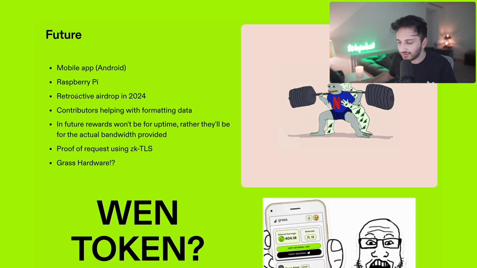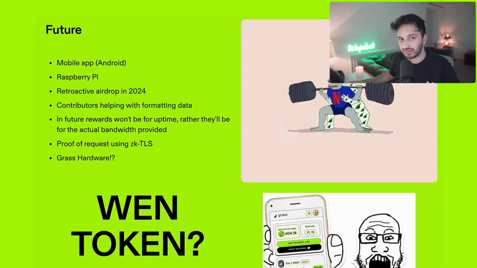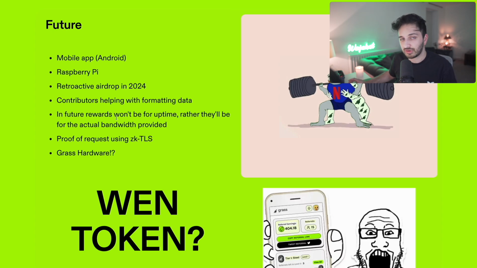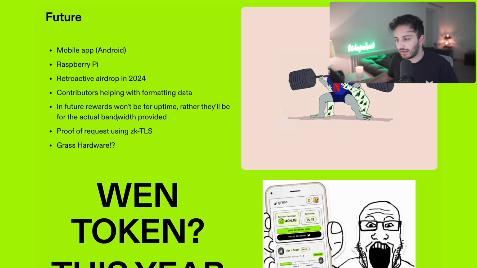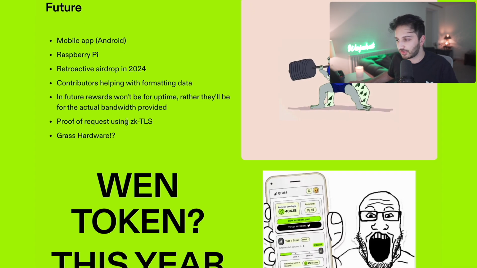I think they are planning to do a retroactive airdrop in 2024. Contributors can help with formatting the data in future as well, which I think is going to be the next step that comes with Grass. Currently right now, you get paid for your uptime, but I think in future that will change. Rather than being paid for your uptime, you will probably get paid for the actual bandwidth that you provide. And I think they're going to use zero knowledge tech to basically use this proof of request when it comes to the authenticity of the data, I should say.